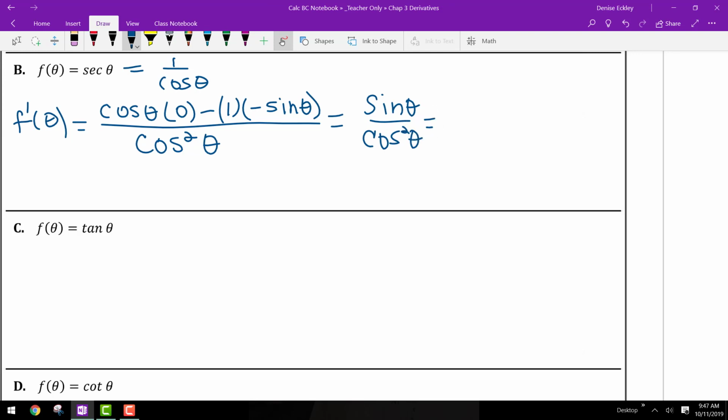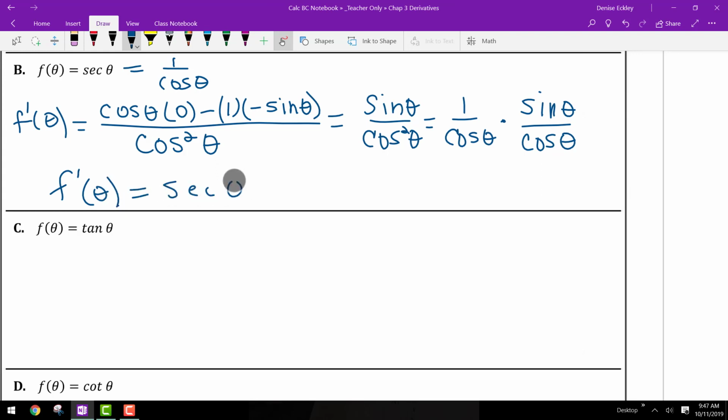So simplifying, we get sine theta over cosine squared theta. So breaking this apart and rewriting it, we're going to have 1 over cosine theta times sine theta over cosine theta. So using our trig identities, this becomes the familiar form. Secant theta is 1 over cosine times tangent theta, which is sine theta over cosine theta.